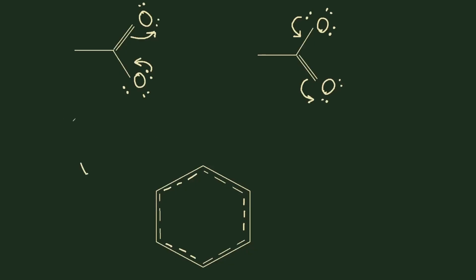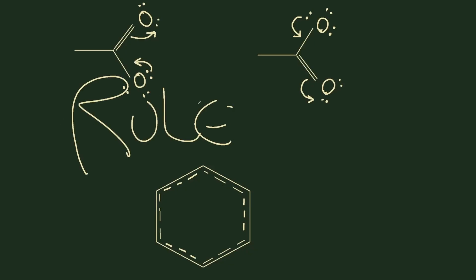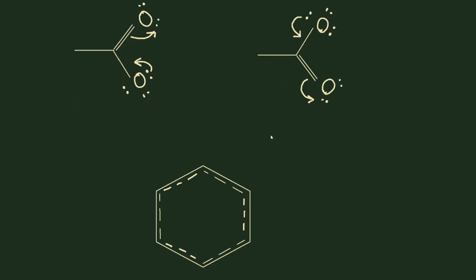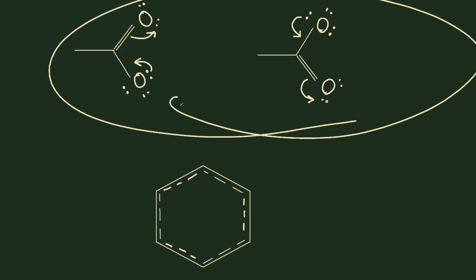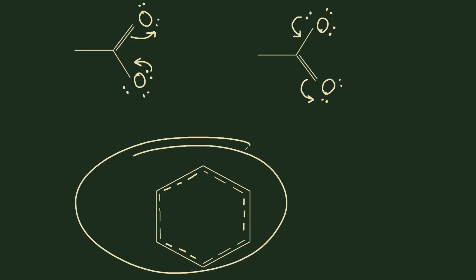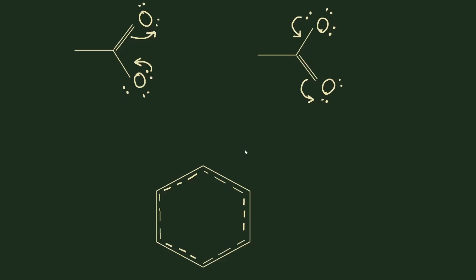Let's make rule number 3. Rule 3. Ready? Here we go. Different resonance forms don't have to be equivalent. Now these are. This is equivalent. And so would the two benzene forms be equivalent. But they don't have to be. I'm going to show you a different example.